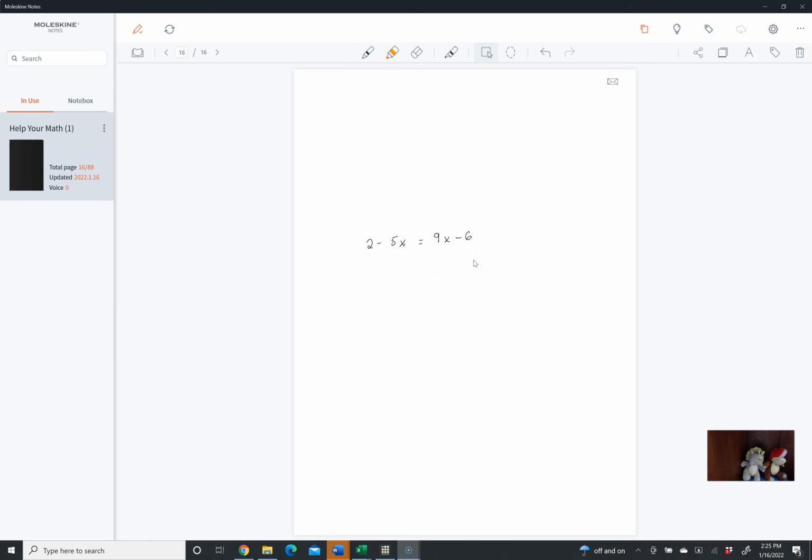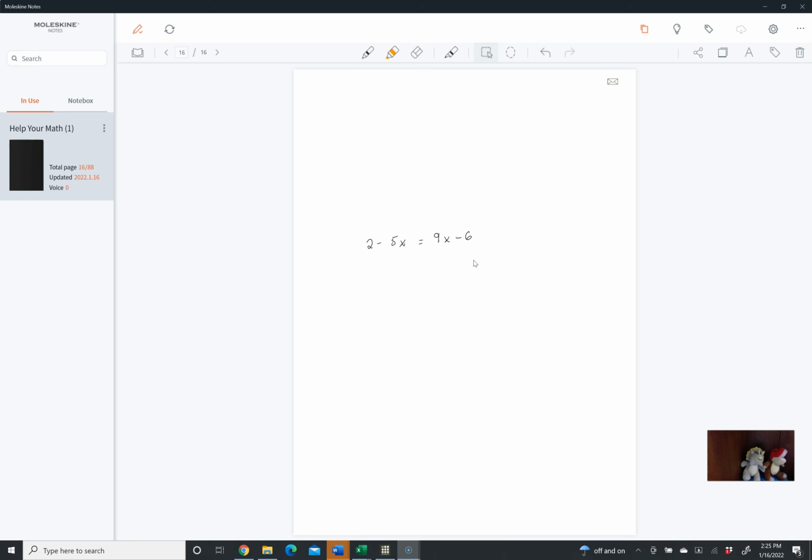And in order to solve this linear equation, we need to get x by itself. So in order to do this, our goal is to get the constant on one side and the variable on the other side, ultimately to get x by itself. So in order to do this, let's start with our constants. So actually, I prefer to start with my x's.